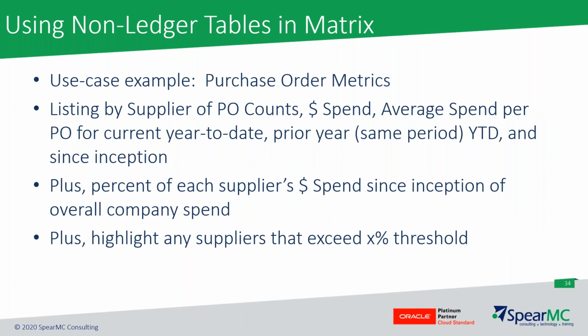The use case I'm going to walk through is building a report off purchase order metrics, listing by supplier, PO counts, the dollar spend, and the average spend per PO for current year to date, prior year same period year to date, and since inception columns as well. Plus, added calculated columns to get the percent of each supplier's spend of the total spend, as well as getting a little bit fancy at the end, being able to highlight rows where the supplier has greater than X percent threshold. I chose a 15% threshold of the total spend for my example here.